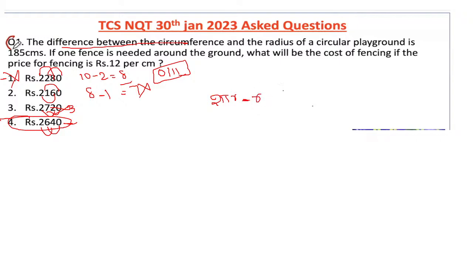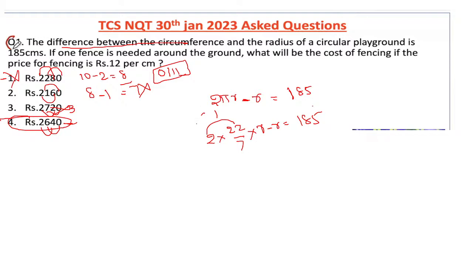The difference between circumference and radius. Radius is nothing but r. Of your playground is how many centimeters? 185 centimeters. Okay, so from this you will write 2 into pi value 22 by 7, into r value we don't know, that's why 2 pi r minus r is equal to 105. 2 into 22, 44.